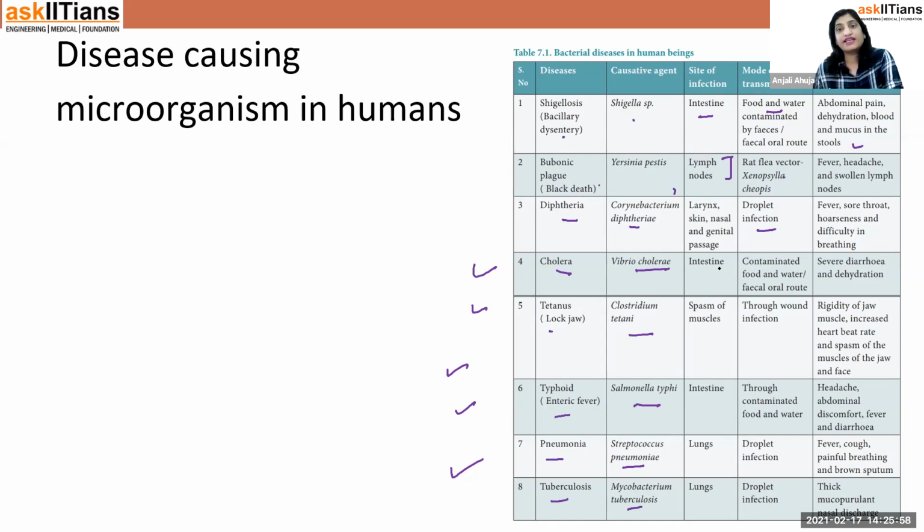If you want to learn the site of infection: in cholera, these are digestive problems, so intestine. Tetanus, spasm of muscles, you just feel the pain. Typhoid again, intestine. Pneumonia and tuberculosis are respiratory disorders. In COVID also acute pneumonia happened. So lungs, with brown sputum, because in the lungs there is a lot of mucus. My point is to just remember the pathogen name. Mode of transmission and symptoms are written in front of you. If you want to learn, just go for it.